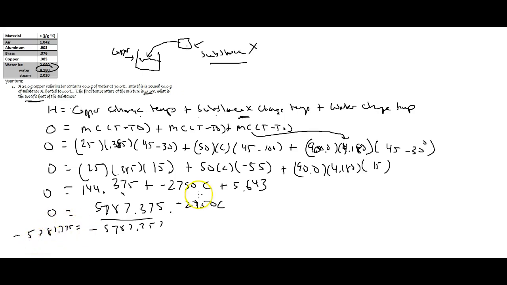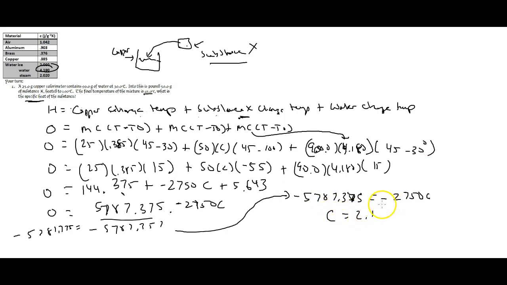Try with the bad writing. And I'll go over here. And we got negative 5,787.375 equals negative 2,750C. I divide that. And my specific heat capacity is 2.1.